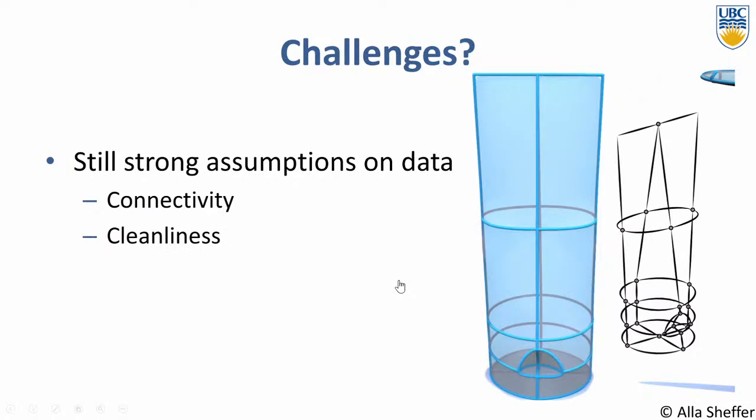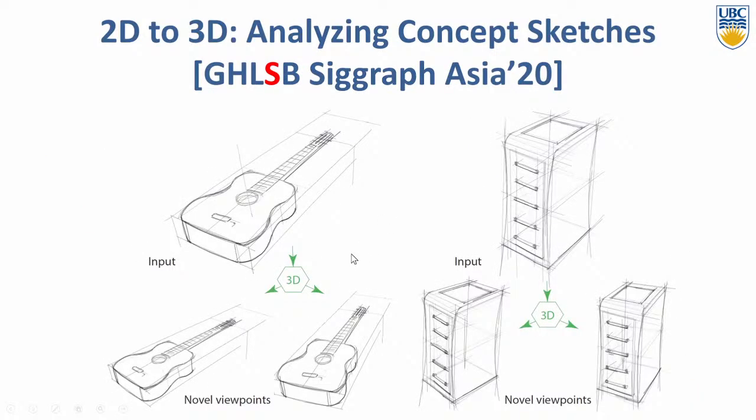Now, this is still making very large assumptions on the data. It assumes that we know the connectivity, we know which curves are occluding other curves versus which ones are intersecting, and we assume that the drawing is really clean. Last year, we made a first attempt at trying to go directly at processing artist drawings with all the messiness inherent to those drawings.